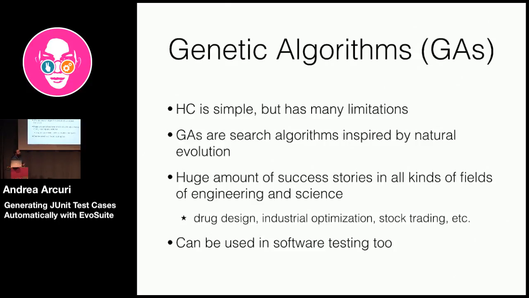And GAs are inspired by natural evolution. And the interesting thing is that they are used everywhere. Drug design, industrial optimization, stock trading. I mean, when you're doing optimization, most of the time, underneath there is a genetic algorithm or one of its variants. So it has huge applications. And the idea here is that because there are huge applications, you can also try to apply them to testing, as long as you can model testing as an optimization problem.